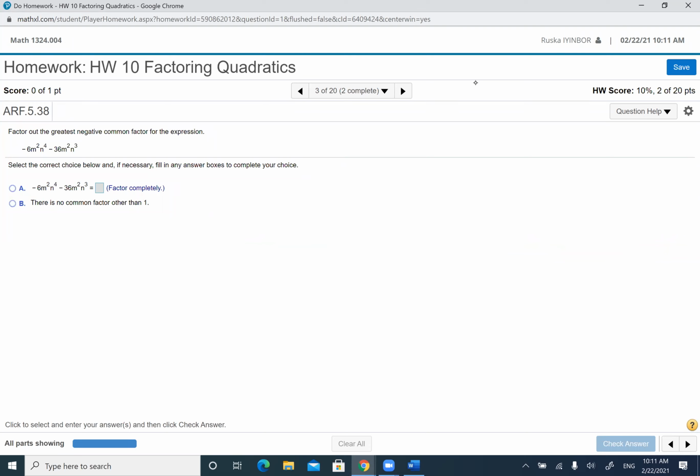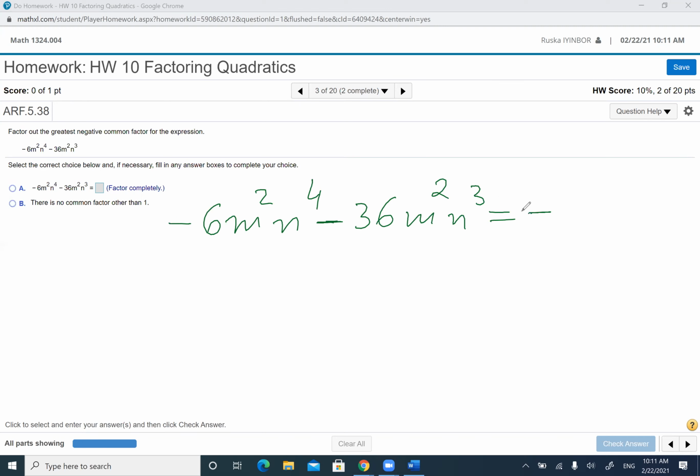Here we have a little more complicated. You have numbers, you have m, we have n. So you have to factor from each of those terms something. So let's do this together also. Negative 6m squared n to the 4 minus 36m squared n to the 3. So let's look at the numbers, what they have in common. Negative and negative, so both of those negative. 6, right? 6 is the common factor. So I'm going to divide by negative 6 and negative 6, both of those.